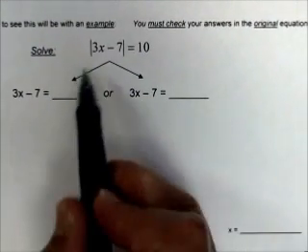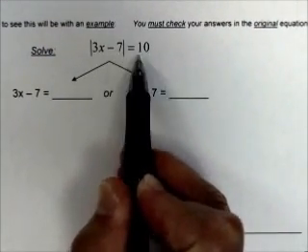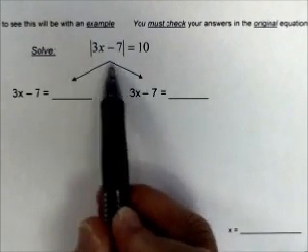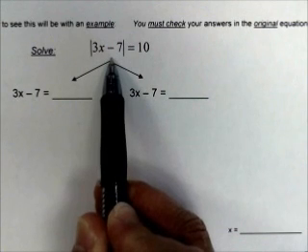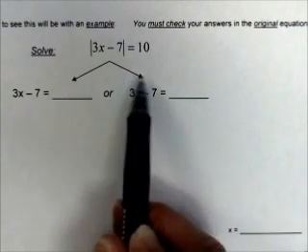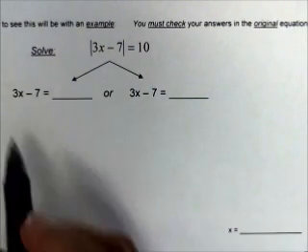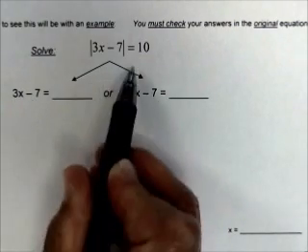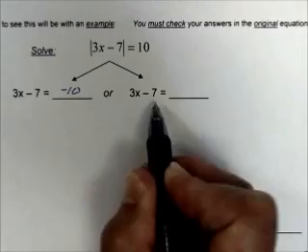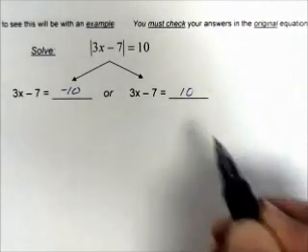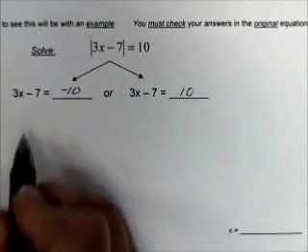We want to solve the absolute value of 3x minus 7 equals 10. Well, the absolute value is here on the left-hand side all by itself. So we start off by splitting it up into two separate equations. 3x minus 7 is equal to -10, or 3x minus 7 is equal to 10. And now we solve them individually.